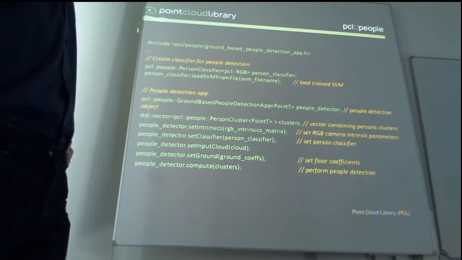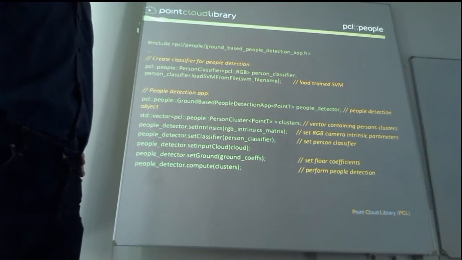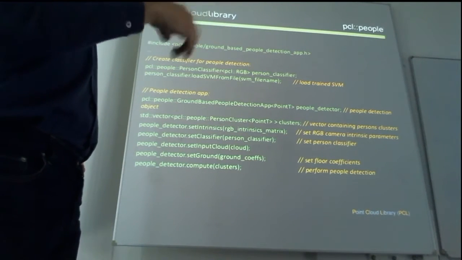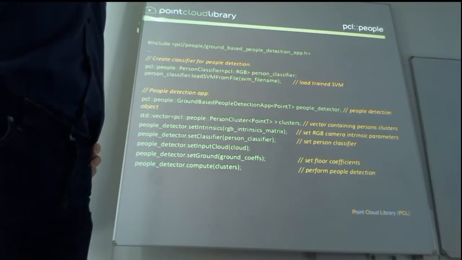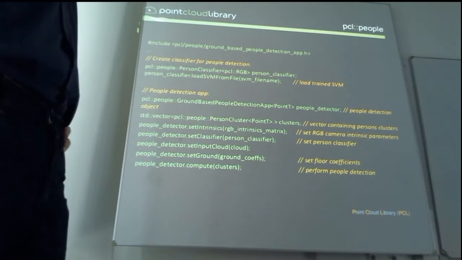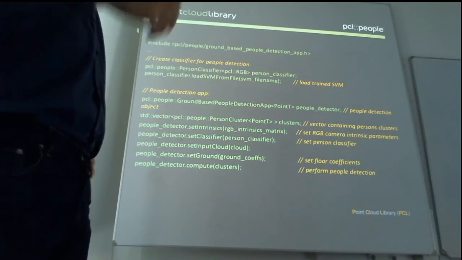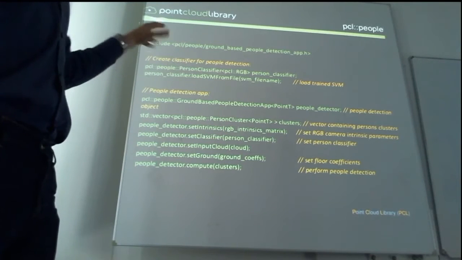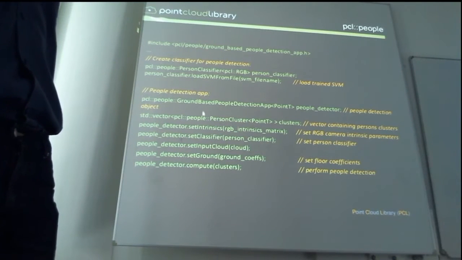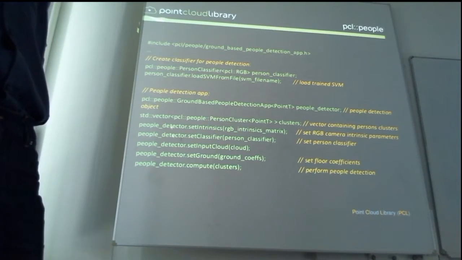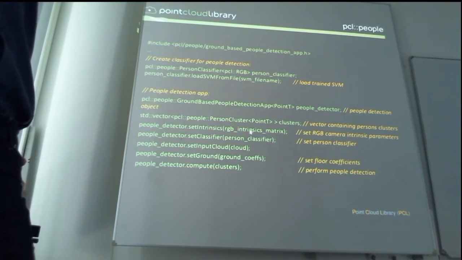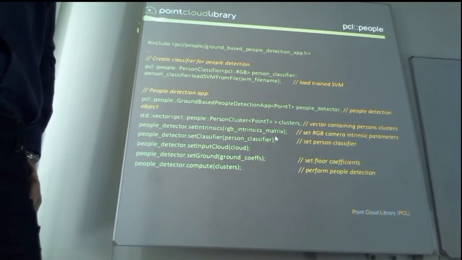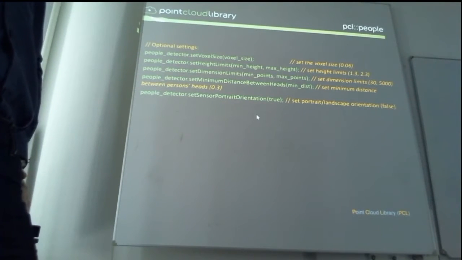I'm reporting this here just to show you a little difference between how to use it now and how it is described in the tutorial, since the website is not updated because of some issues that we are solving in the next days. So after you create the people detector object, you can set some parameters. Some of them are mandatory, so you should set the RGB camera intrinsics and give the point cloud as input, etc.